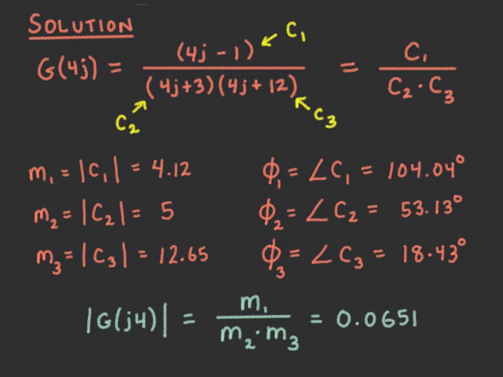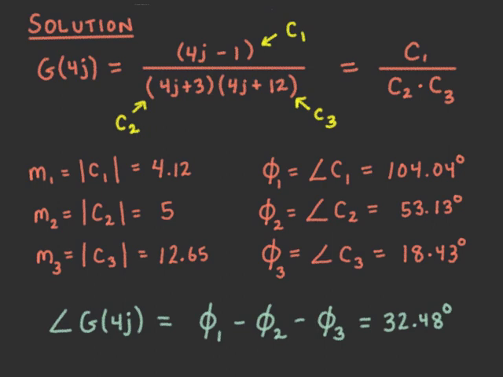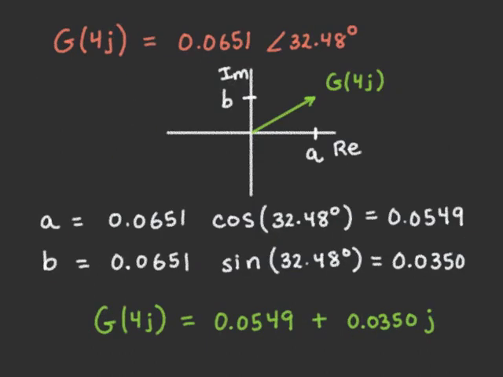Now we'll evaluate the magnitude of g at s equals 4j. And that magnitude will be m1 divided by m2 times m3, where m1, m2, and m3 are the magnitudes of C1, C2, and C3. And the answer here is 0.0651. Now let's compute the phase of g evaluated at 4j. And it will be phi1 minus phi2 minus phi3. We subtract the phases of the denominator complex numbers from the phase of the numerator complex number. The answer will be 32.48 degrees. So the transfer function g, evaluated at s equals 4j, is a complex number with magnitude 0.0651 and phase angle 32.48 degrees.